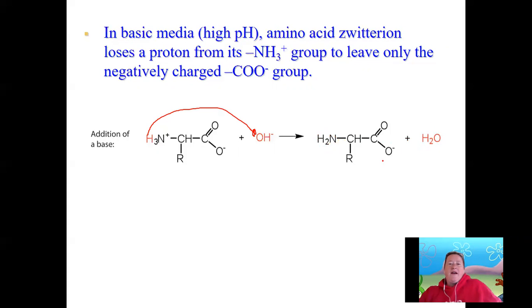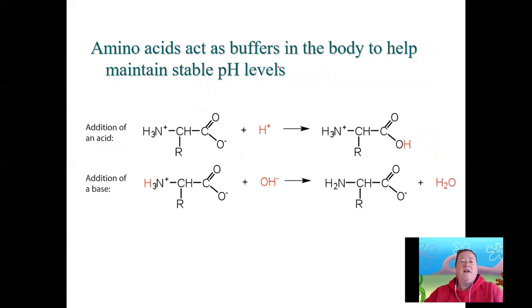So if we have a zwitterion form amino acid and we put it into a base, it ends up taking on an overall negative charge because we still have this carboxylate end here, that COO with a negative. So this is just a summary of the two things that can happen, and also a representation of how amino acids can act as buffers in the body to help maintain stable pH levels.